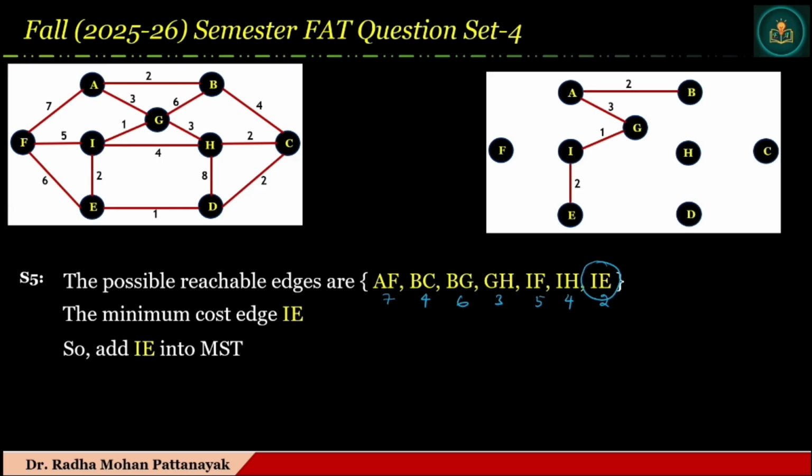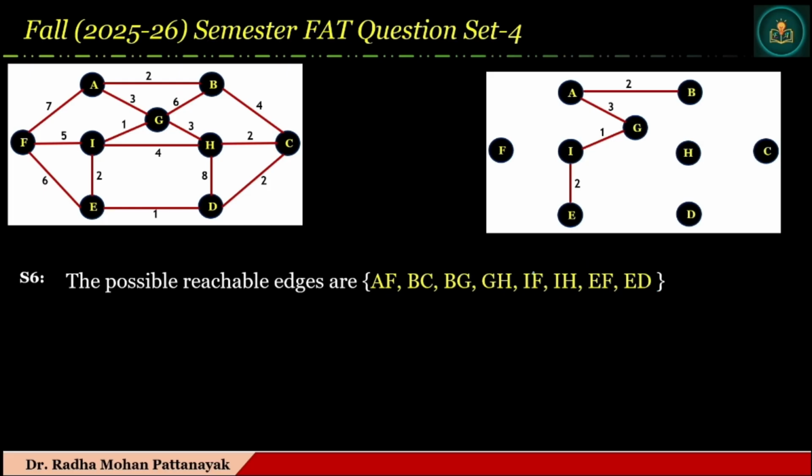Now in the next processing, we will find the possible reachable edges from A, B, G, I as well as E. Clear? See, these are the possible edges we have: AF, BC, BG, GH, IF, IH, EF, ED. Because from E you can reach F and you can reach D, that's why these two edges are also considered. And why didn't I consider EI?